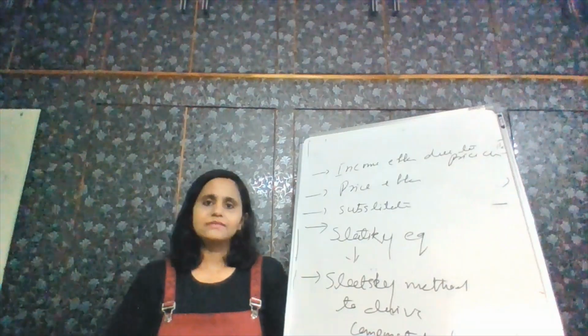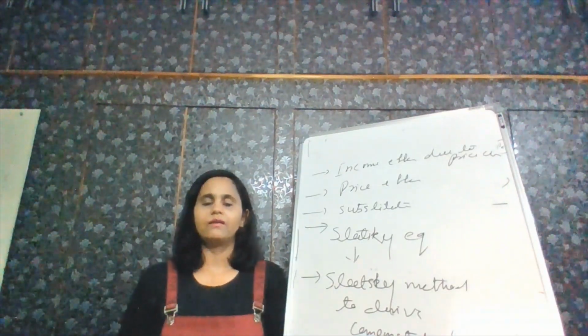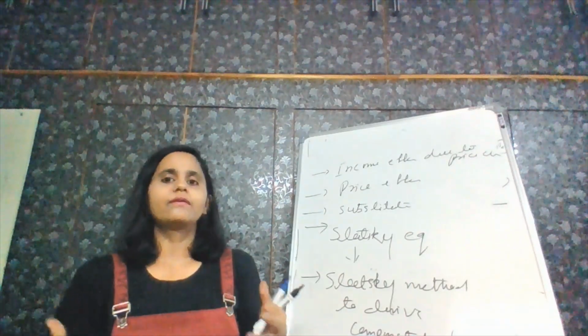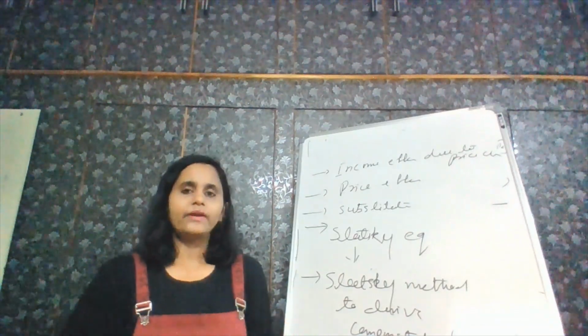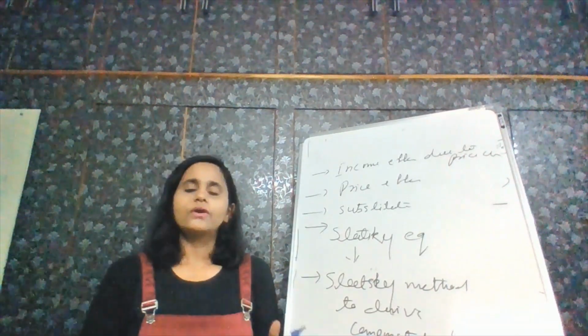Next class we will look into the revealed preference approach, which is a new approach for the ordinal. This is a new ordinal approach. Then your indifference curve approach, where you can measure your utility.